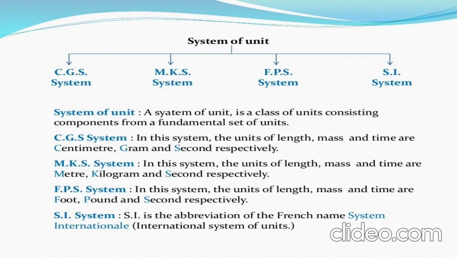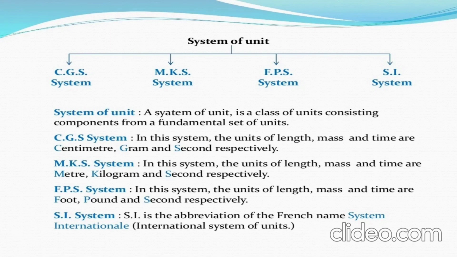Systems of units is divided into 4 categories: CGS system, MKS system, FPS system, SI system. CGS system. In this system, the units of length, mass and time are centimeter, gram and second respectively. MKS system. In this system, the units of length, mass and time are meter, kilogram and second respectively. FPS system. In this system, the units of length, mass and time are foot, pound and second respectively.